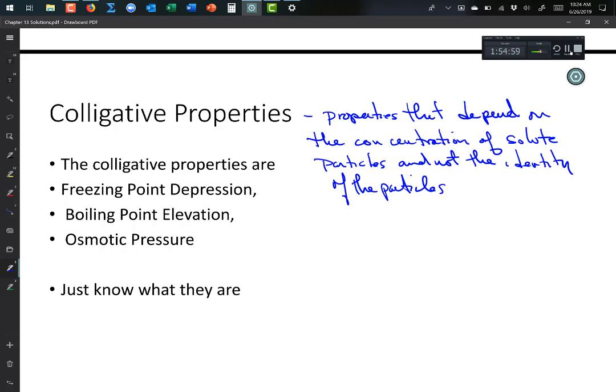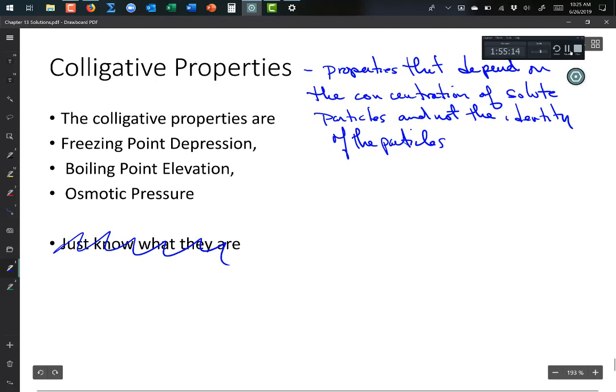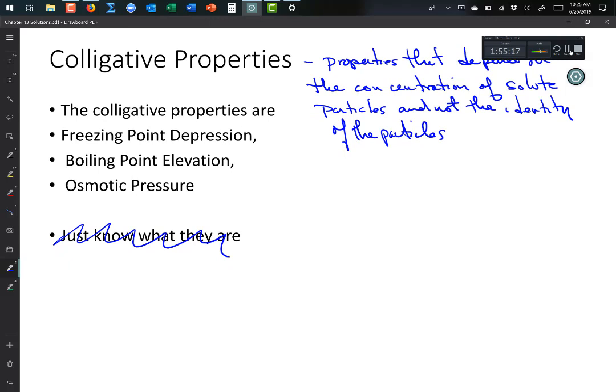You're going to need to know a little more than just what they are. I'm not going to make you do all the calculations, but I'm going to talk about them. You need to understand how they work. Okay, so let's imagine, the three that are important for you to know are the freezing point depression, the boiling point elevation and the idea of osmotic pressure, and there's some terms that go along with osmotic pressure that you're going to need to know, right?